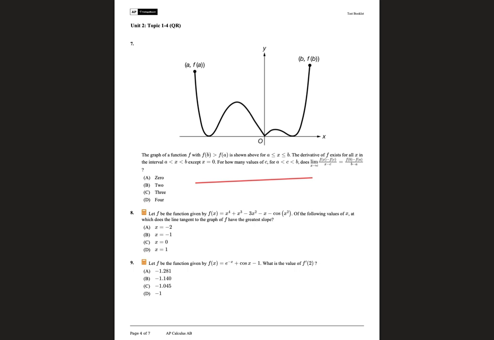For how many values of c, they don't want to know what c is, but just how many values of c on this interval from a to b does this thing equal this thing? Okay. So first thing is figuring out what these things are graphically. Let's start with the second thing here. This is the slope of the secant line between the points a comma f of a and b comma f of b. So if you do the slope between these 2 endpoints, that's what the right-hand side is. The left-hand side is the derivative of this function.